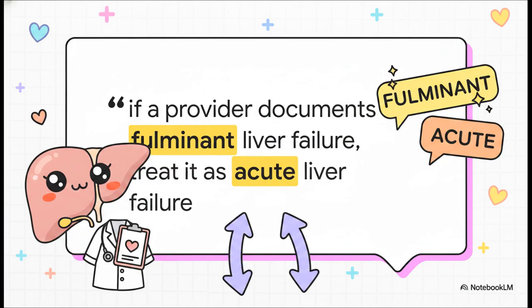And here is a crucial rule of thumb you'll want to remember. If a provider documents fulminant liver failure, you treat it as acute liver failure for your coding. It's that simple. Fulminant functionally equals acute. So even if the word acute is completely missing from the entire chart, seeing fulminant gives you the total green light to code it as acute.